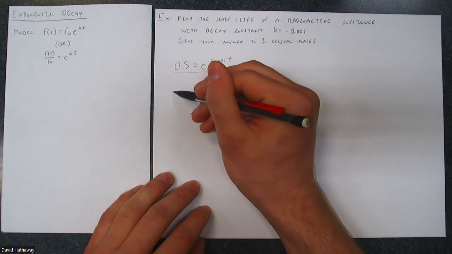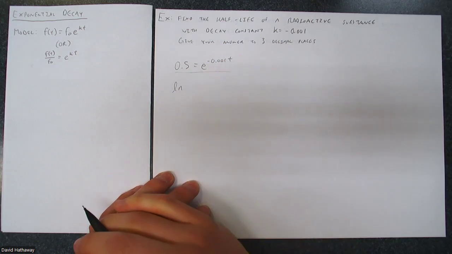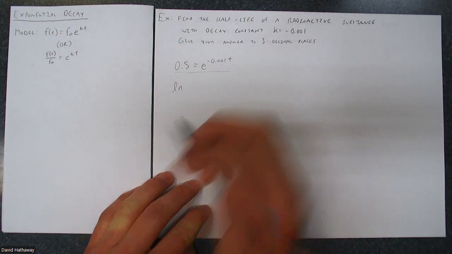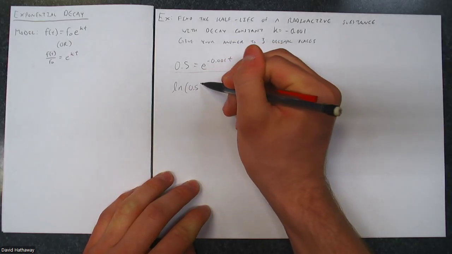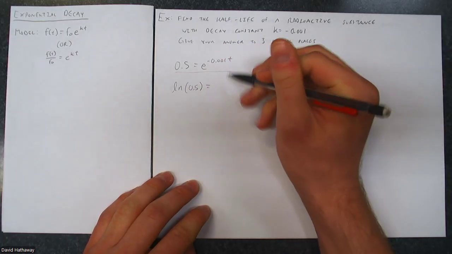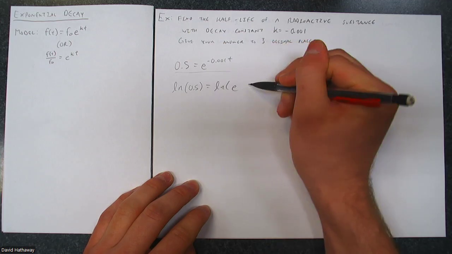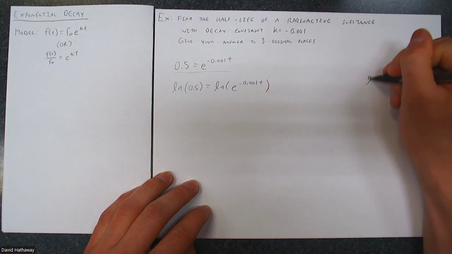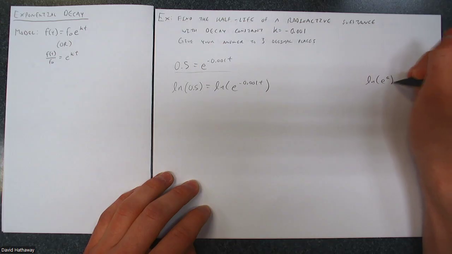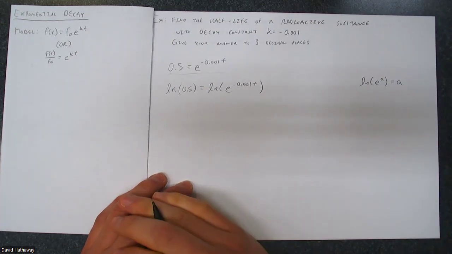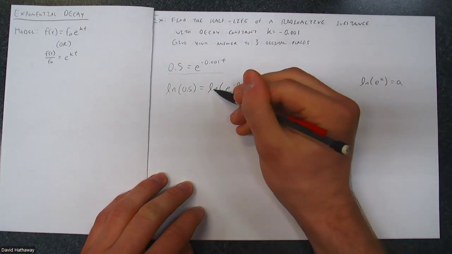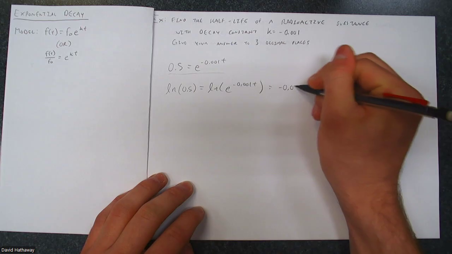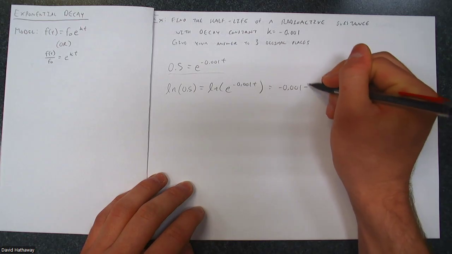So let's take ln of both sides. The natural log is, in other words, the log base e. We'll get rid of that e. So we take ln of both sides. We get ln of 0.5 is equal to ln of e to the negative 0.001t. Remember, of course, that ln of e to the a is a. So ln of e to the negative 0.001t is just going to be negative 0.001t.